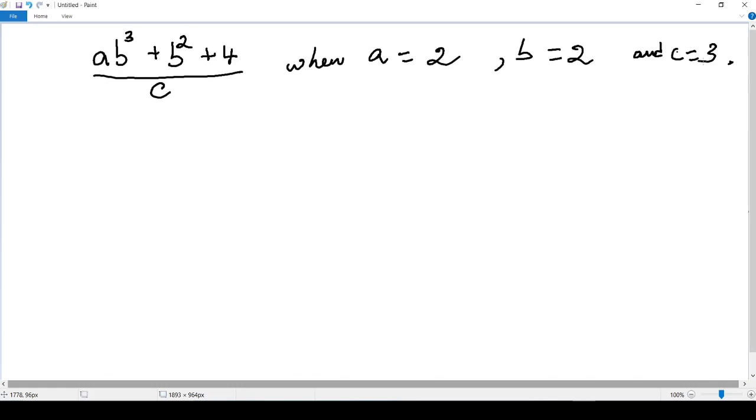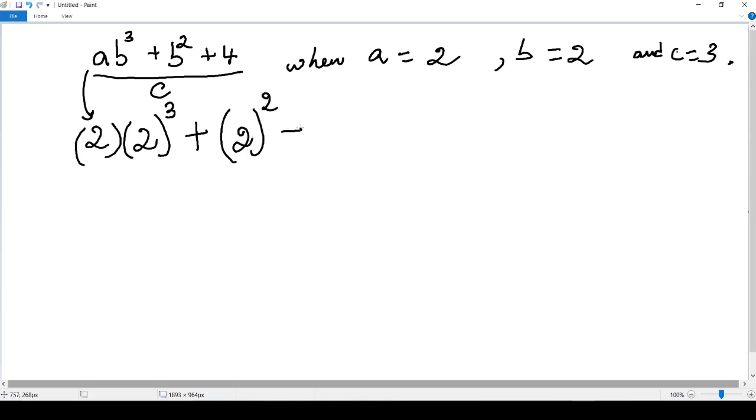What is the value of a? It is 2. So I have 2 times, what is the value of b? It is 2. 2 cubed plus, what is the value of b? 2 again. And 2 squared plus 4, divided by, what is the value of c?